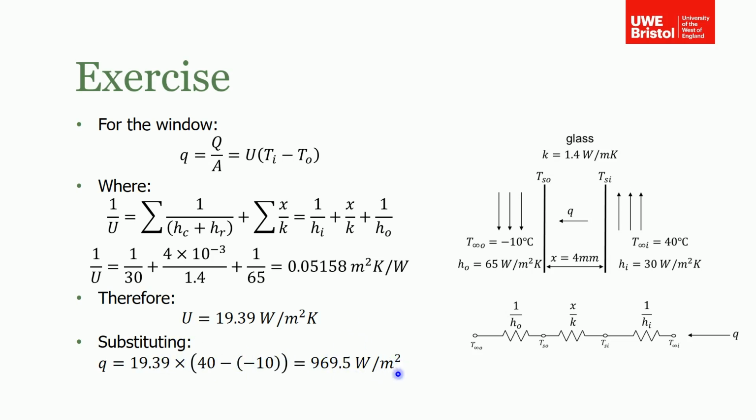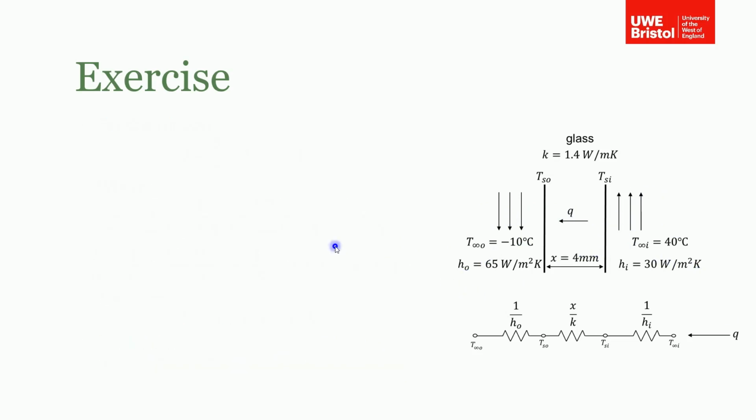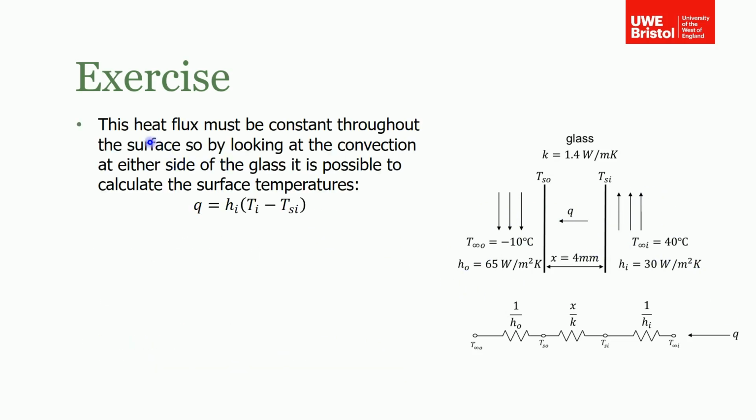So now we know this, and we know that that's the heat flux going through the window in its steady state, so we know that's the heat flux at any point through the system. We can now use that to work out the inside and the outside temperature. So the heat flux must be constant, so we can use this formula now that the heat flux is equal to the convective coefficient times the change in temperature.